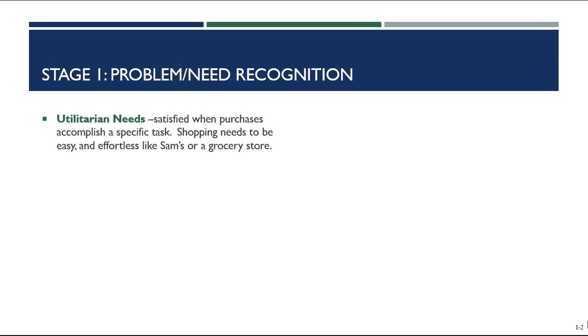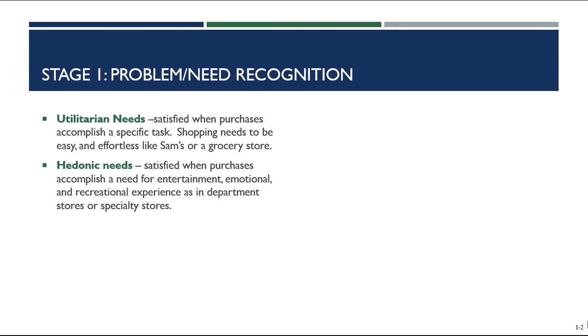Another type of utilitarian need might arise in this situation. If you have a wedding to go to and you know you need a dress, that's a utilitarian need because your purchase is going to accomplish a very specific task. Consumers who are motivated by utilitarian needs tend to shop in a more deliberate and efficient manner. They require adequate information, and again, they want that effortless shopping experience.